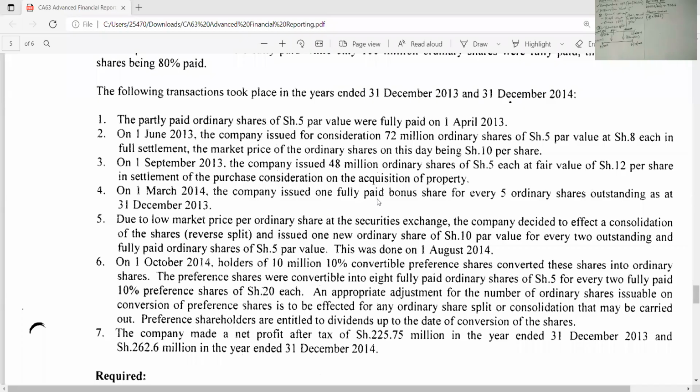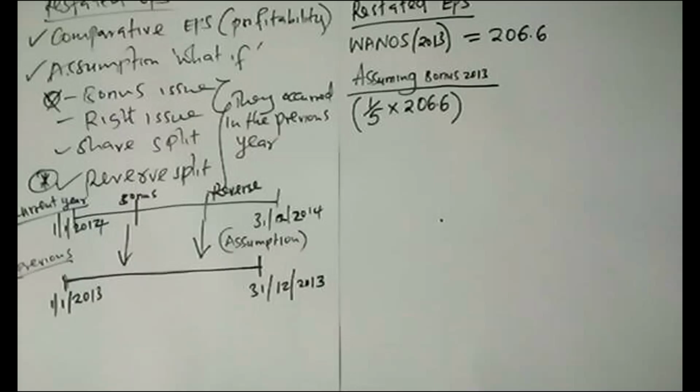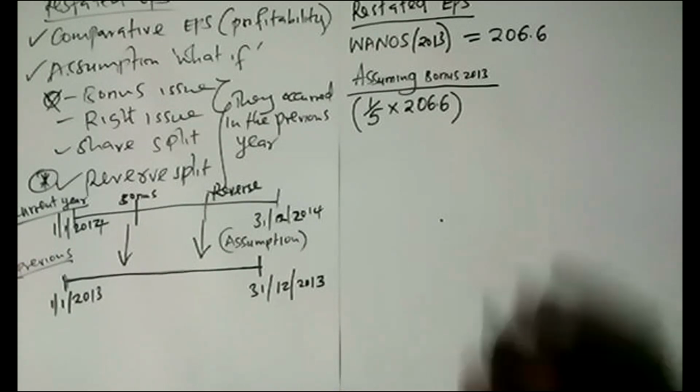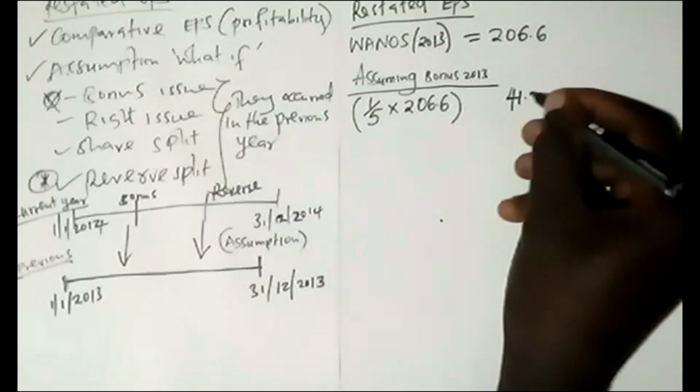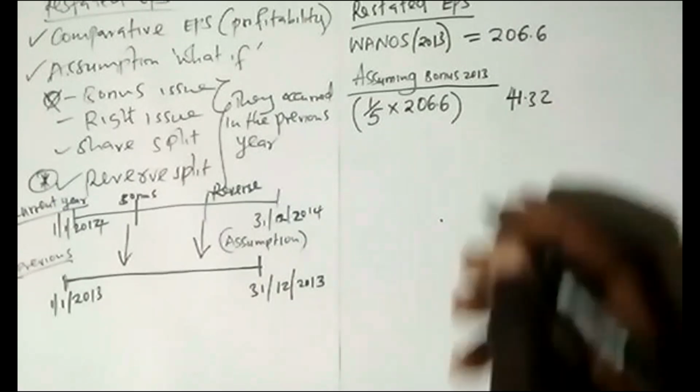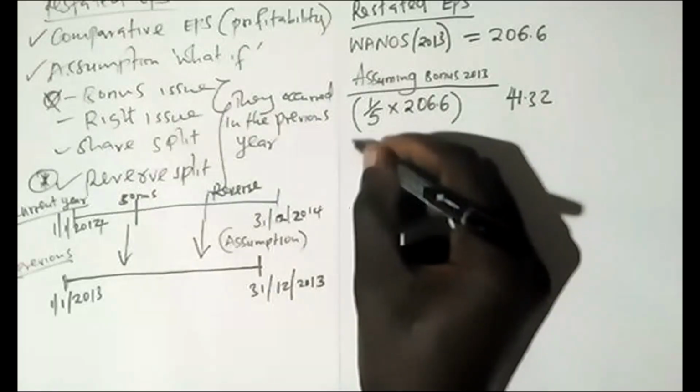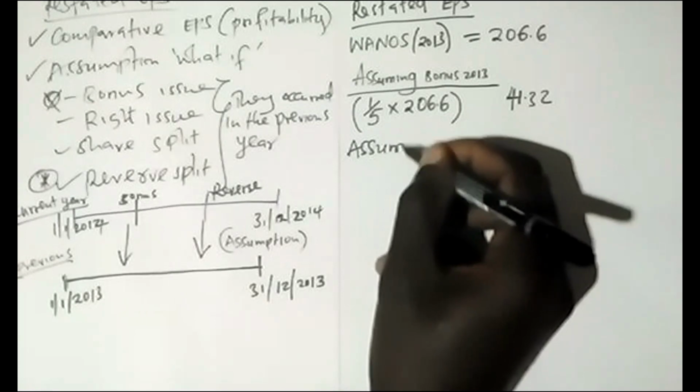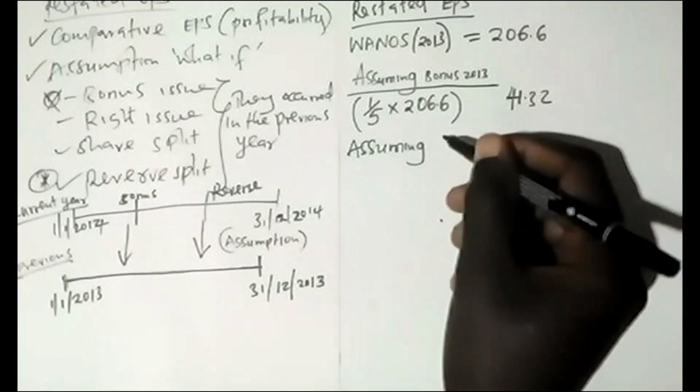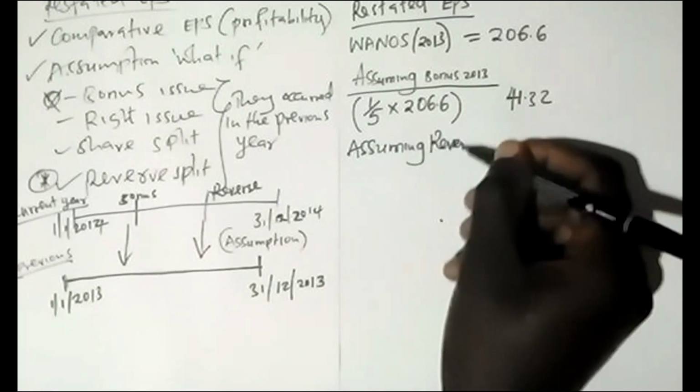The company issued 1 free bonus for every 5 ordinary shares outstanding as at 31st December 2013. So if I use my calculator, that is 206.6 divided by 5, I'm getting 41.32. The next thing which was coming in is all about the reverse. So assuming reverse split 2013.